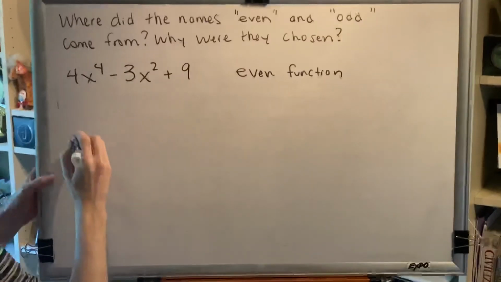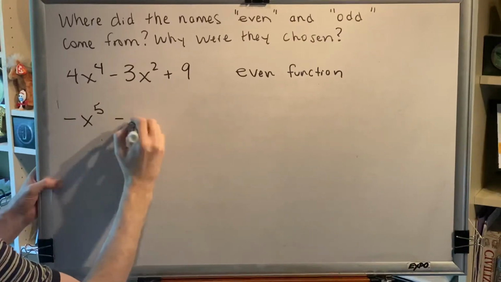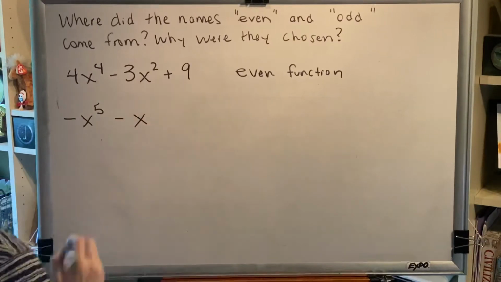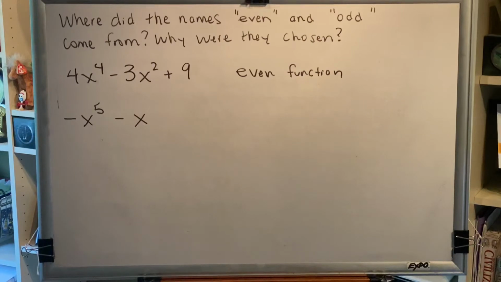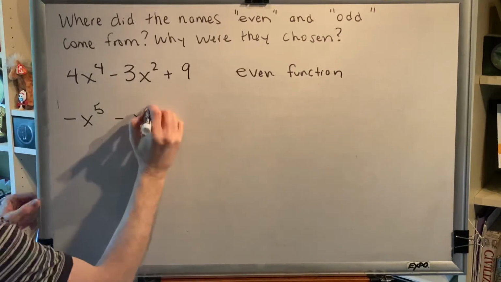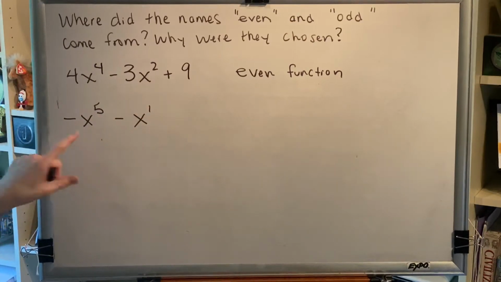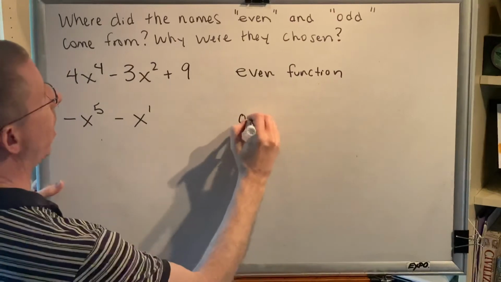Okay, next, let's say I have this, -x to the fifth minus x. All right, what are the exponents this time? 5 and 1, because even though we didn't write the 1, it's an understood hidden 1 here. Both of these are odd, and this is a polynomial, which makes this an odd function.